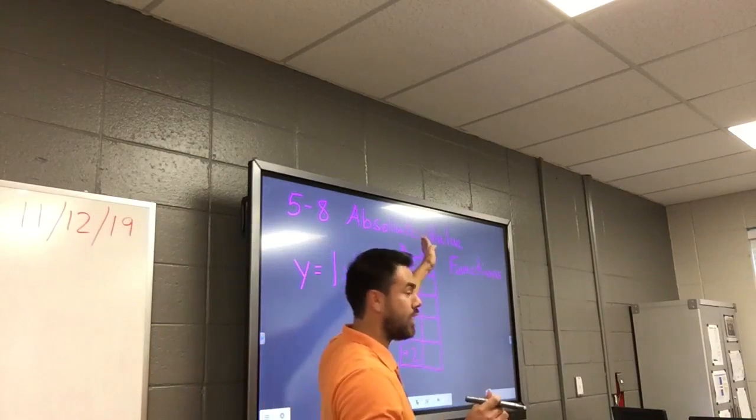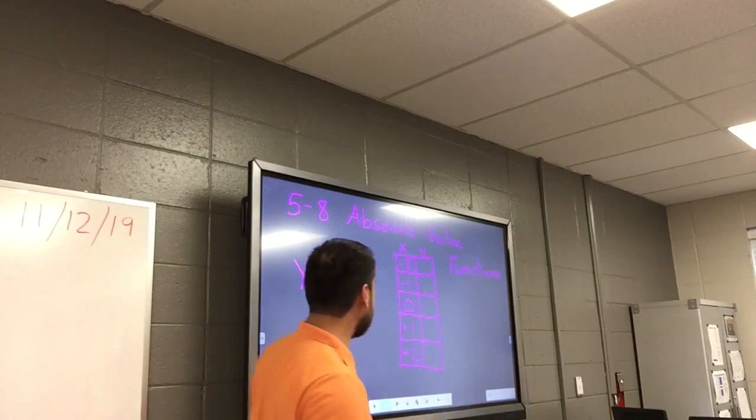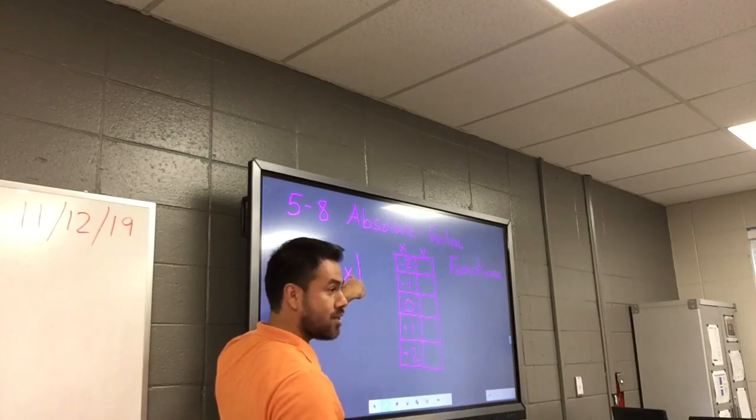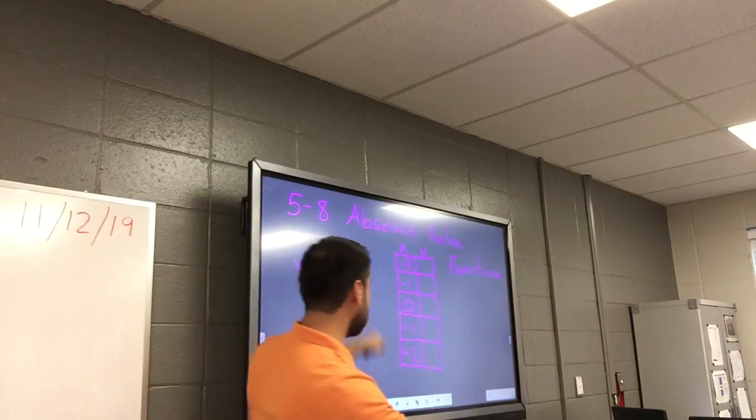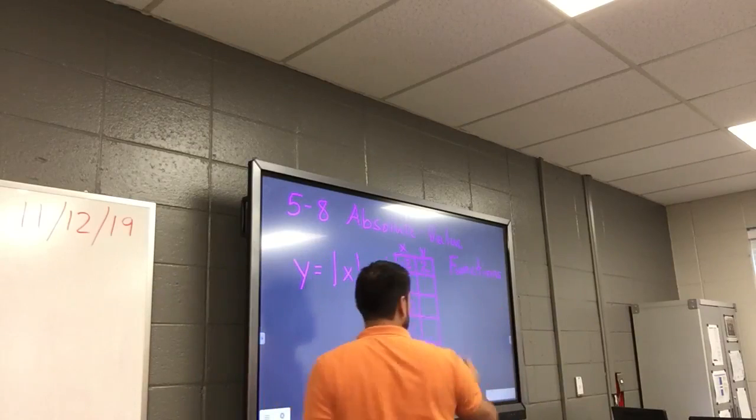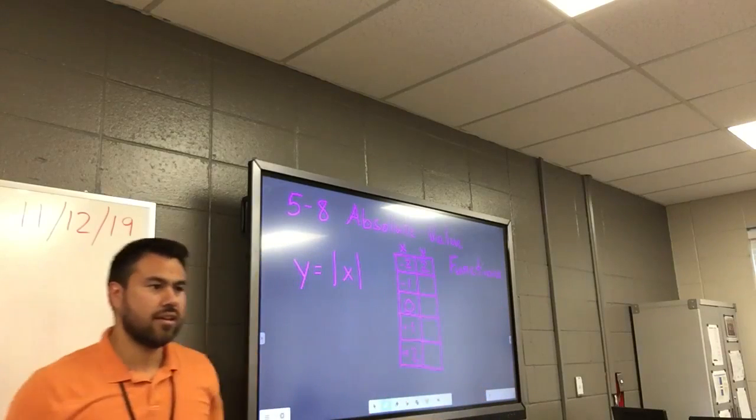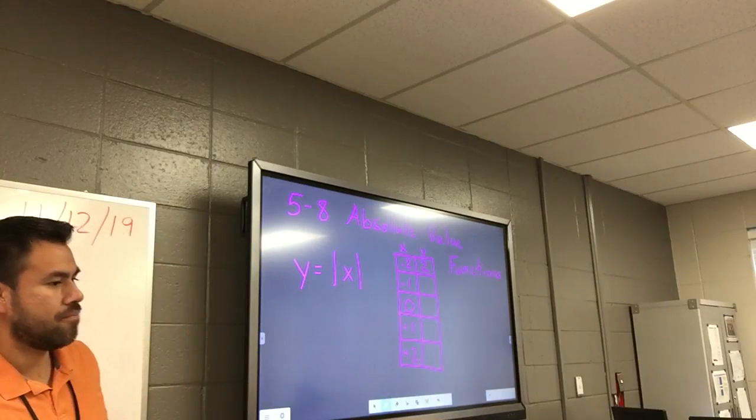Fill in the y column, and I want to see if you guys remember, okay, if x equals -2, the absolute value of -2 is 2. So fill it in. Don't say it, just fill it in. And then get your table set up.